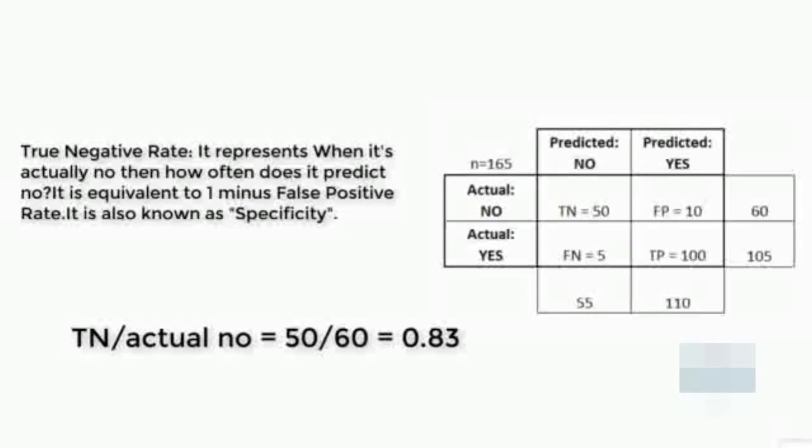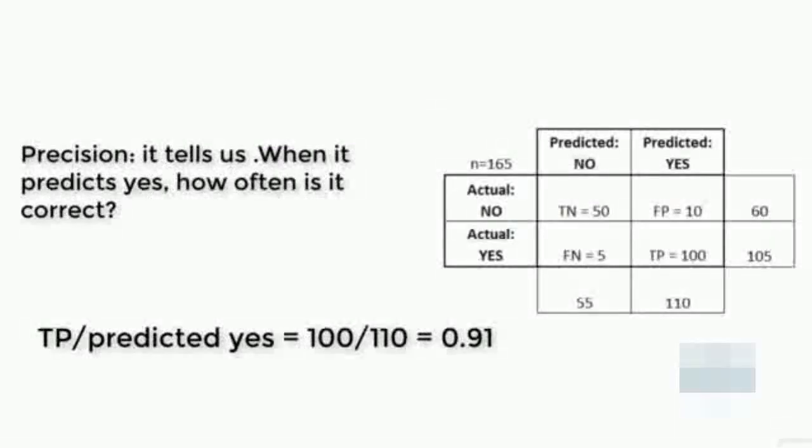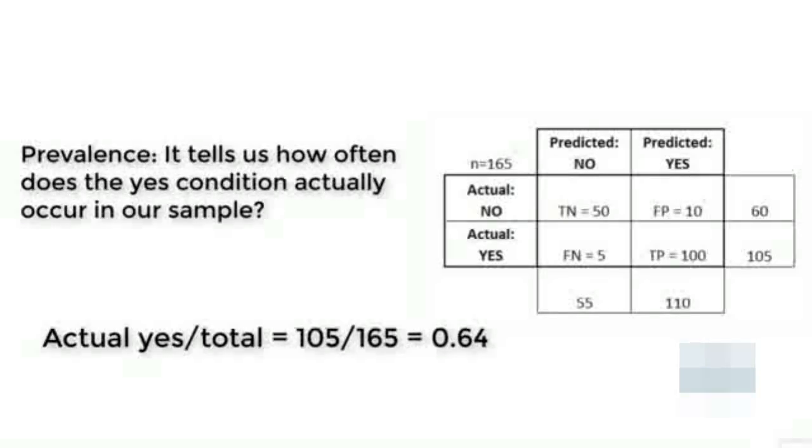The next term is true negative rate. It represents when it's actually no, how often does it predict no. It is equivalent to 1 minus false positive rate. It is also known as specificity. It is represented by the formula true negative divided by the actual no. The next is precision. It tells us when it predicts yes, how often is it correct. It's calculated by the formula true positive divided by predicted yes. Next is prevalence. It tells us how often the yes condition actually occurs in our sample.